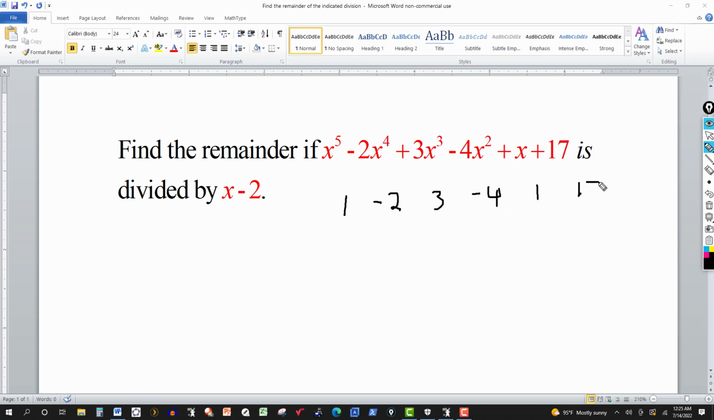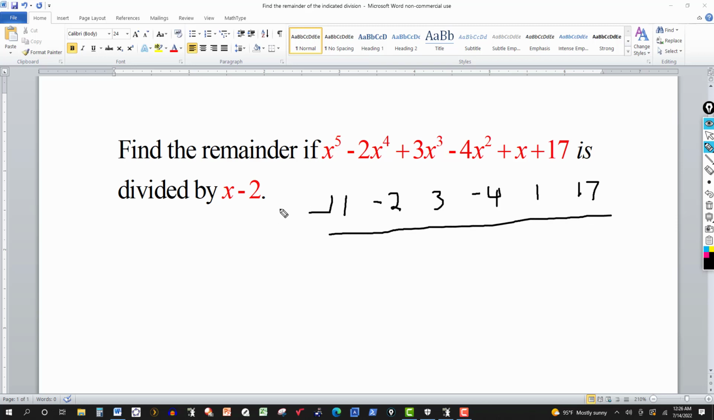Now if there are any missing terms, so let's suppose I went from x to the fifth to 3x cubed, we wouldn't have an x to the fourth term. So you put a 0 right there. Or say we didn't have this constant, the 17, you put a 0 there. So make sure you do that. It's possible you could get the answer right by accident, but in general it's not going to work.